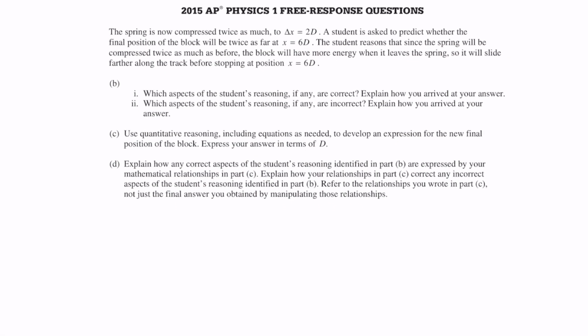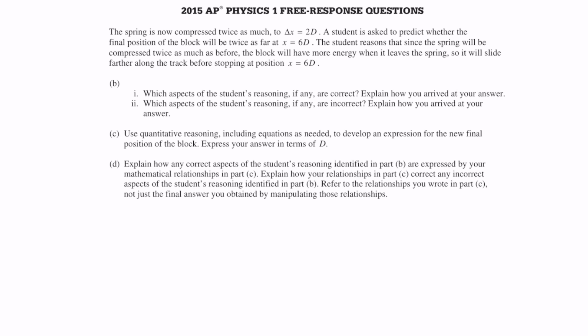Okay, now we are moving on to part B. We're given that the spring is now compressed twice as much, to 2d, and a student is asked to predict whether the final position of the block will be twice as far, at 6d. They reason that since the spring will be compressed twice as much as before, the block will have more energy when it leaves the spring, so it will slide further along the track before stopping at position 6d.